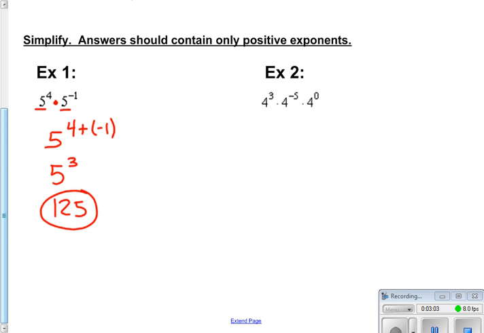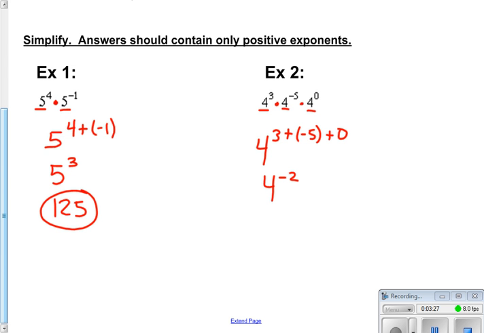Example 2. Again, base number, all the same, 4. Multiplying all those same base numbers. So we can go ahead and add our exponents, and you really wouldn't have to add the 0 here. It's not wrong if you do. Add that together, we get 4 to the negative second. Could not leave our answer like this because it is a negative exponent. We need to go ahead and do our conversion here.